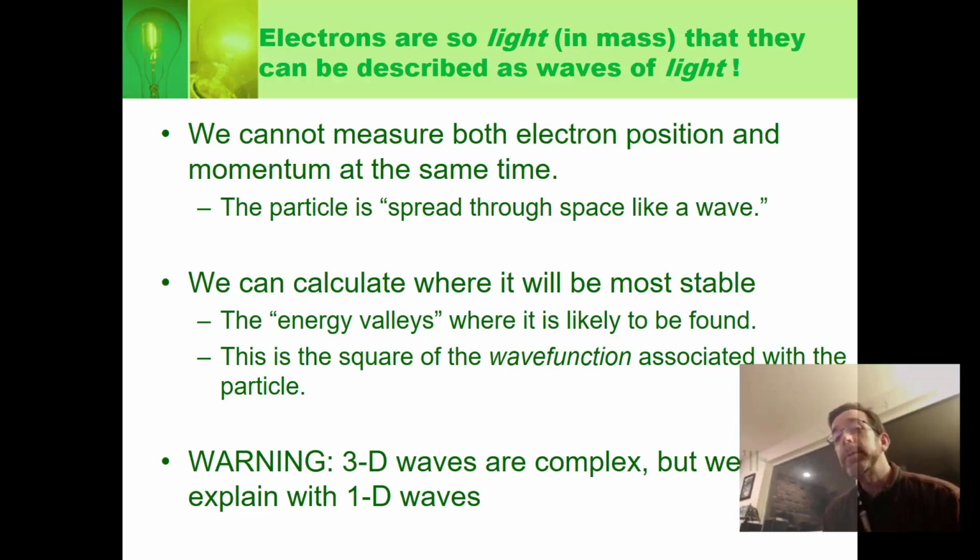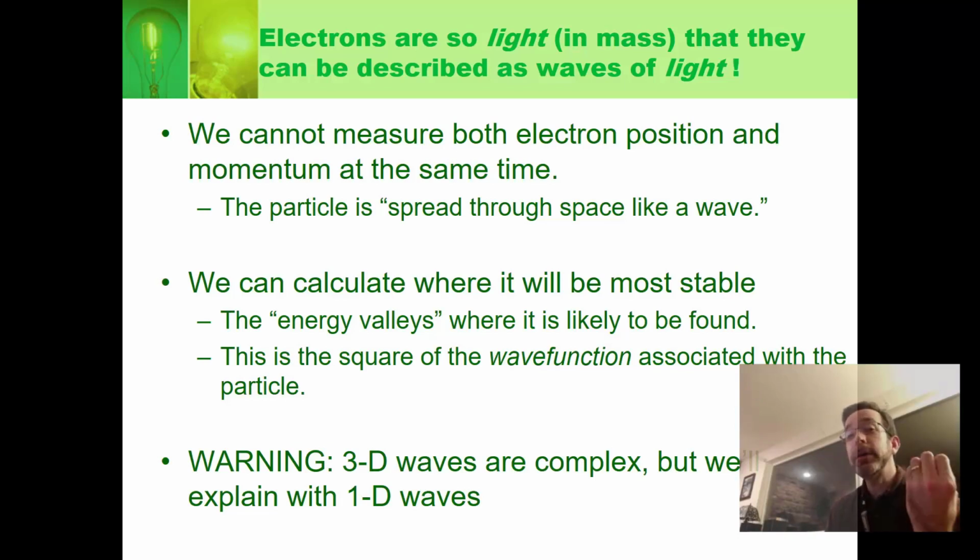Electrons are so light in terms of mass that they can be described as waves of light. Now remember that one of the quantum things is that you can't measure both electron position and momentum at the same time. Because you can't measure both, you can never know both of those things at the same time. And so if the particle has a momentum, that means you can never know its exact position. This is the uncertainty principle. Because of that, the particle is spread through space like a wave. A wave is spread out through space. It has a wavelength. And a particle, like an electron, will also have a wavelength.